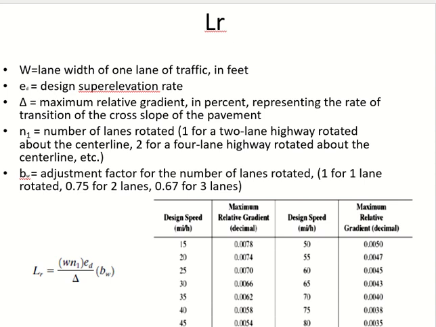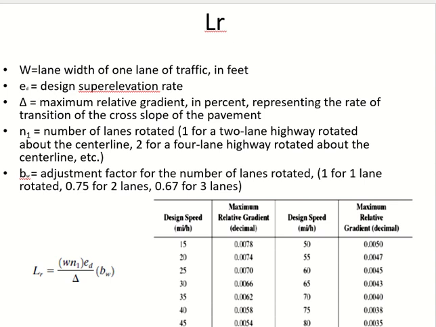Then we have ED, the super elevation you are designing for, the value of super elevation for which you are designing the curve. Then we have BW, which depends upon N1. The values are given here. In some other books there is a whole table for BW as well, with values for 1 to 6, 7, 8 lanes. Normally we don't have that many lanes. BW depends upon N1 and is called the adjustment factor for number of lanes.